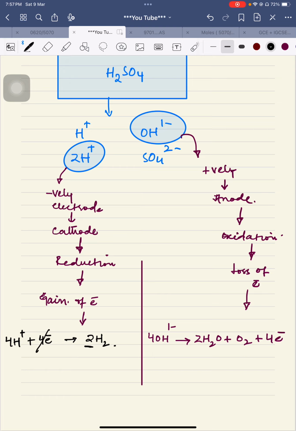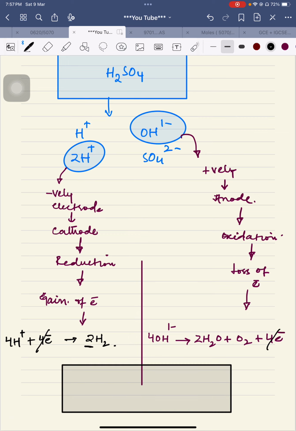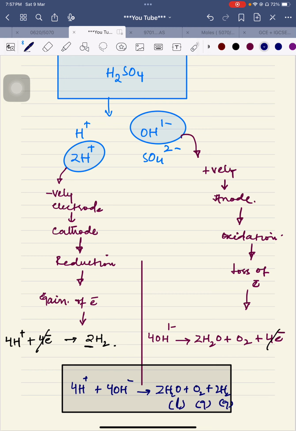So we can say that the number of electrons gained and lost are equal. So what will be the resultant equation that I'm going to write here? Okay, I can select another color. The resultant equation will be 4H+ + 4OH- → 2H2O + O2 + 2H2. Remember that this is a gas here, this is a gas here, and this is liquid water, whereas both of the ions will be in the aqueous state. So this is the net ionic equation, the resultant ionic equation, and that's it. So this is the electrolysis of sulfuric acid.